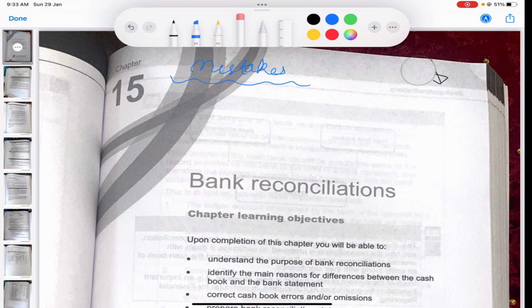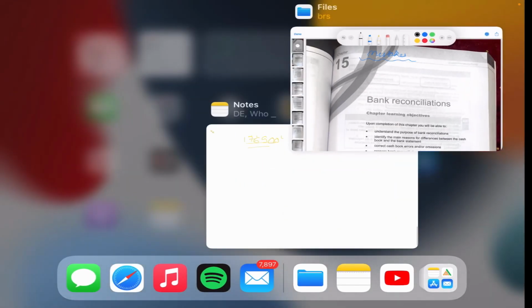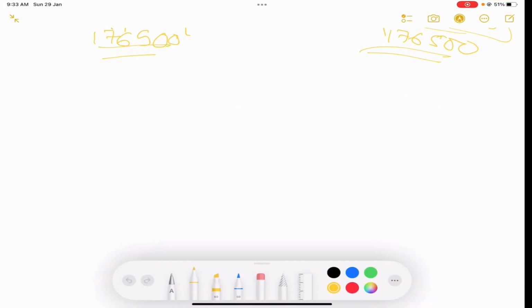One thing you need to know, very easy. I hope you write this down. This is very important, but it's easy. So we are doing bank reconciliation, chapter number 15.